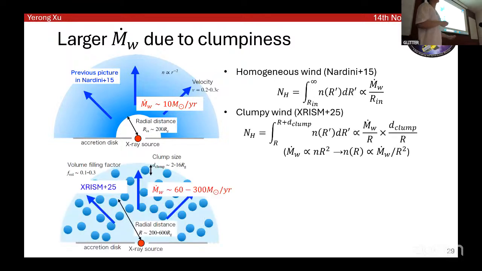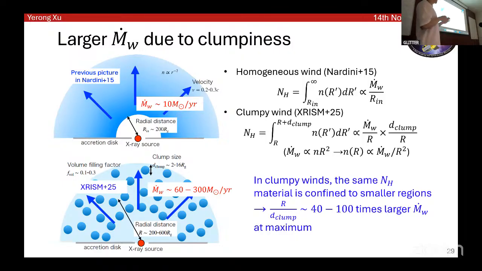But XRISM told us, no, this is not true. So UFOs are clumpy outflows. So this integration range is finite. That means for the comparable column density, the materials are confined to smaller regions, which will increase the mass loss rate. So that's a revolutionary understanding brought by XRISM.